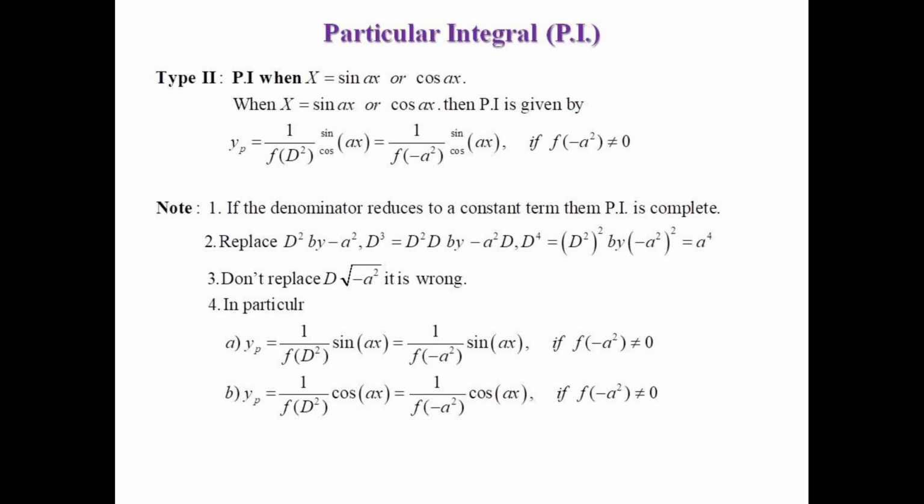The meaning of the term f of minus a square is to replace D square by a square, and after replacing D square by a square, attach a separate minus sign to the a square term. So this formula, in simple language, says to replace D square by a square with a minus sign.